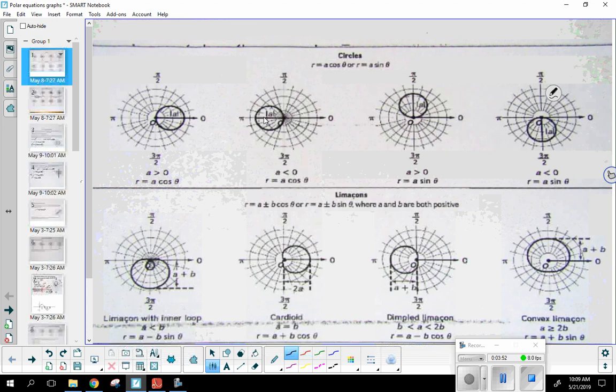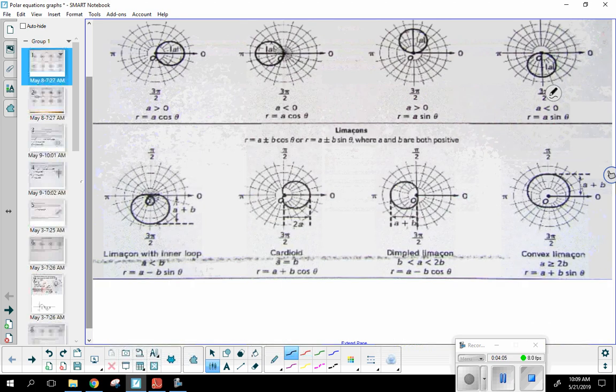Now, if I want to go ahead and show symmetry with respect to the pole, 180 degree rotational symmetry, then all I have to do is replace the radius with its opposite. Okay, and then we moved on to limaçons. Now, we didn't get very far. Basically, I went ahead and showed you the form, either A plus or minus B cosine theta or A plus or minus B sine theta.